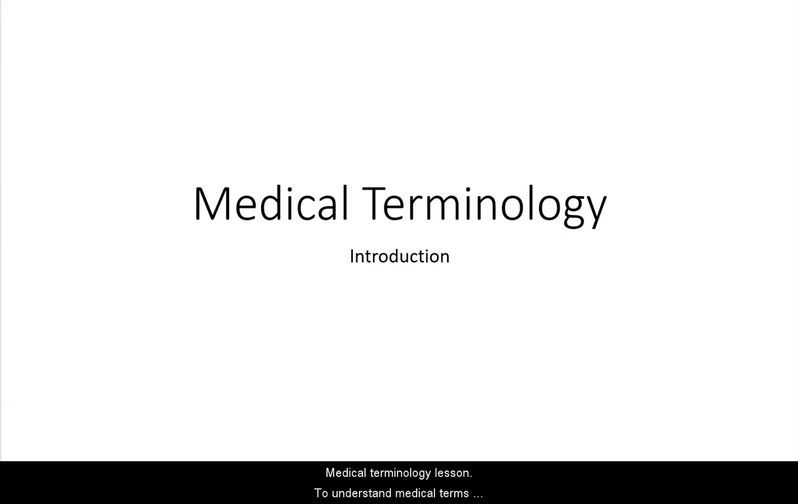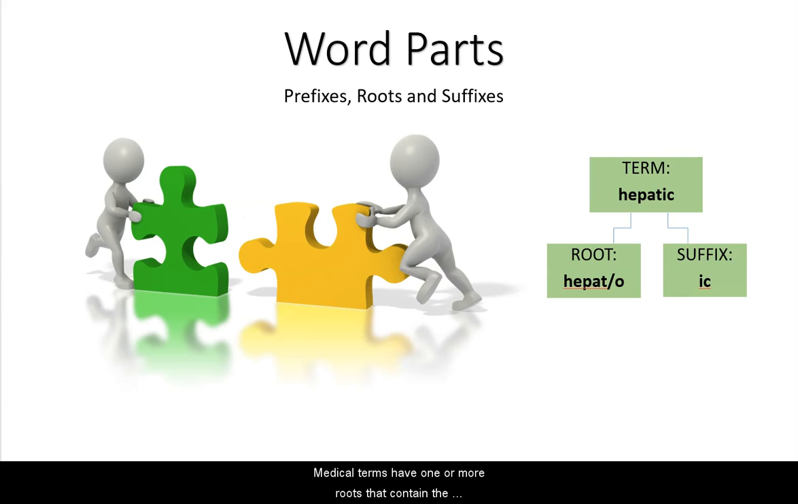Medical terminology lesson. To understand medical terms, you must have some basic knowledge of word parts. Medical terms have one or more roots that contain the main meanings of the term and can have a suffix, which means a word ending, and they might have a prefix added to the beginning of the word as well. When reading the definition of a medical term, you say the meaning of the suffix first and then explain the meaning of the rest of the word by reading it from the beginning to the end.